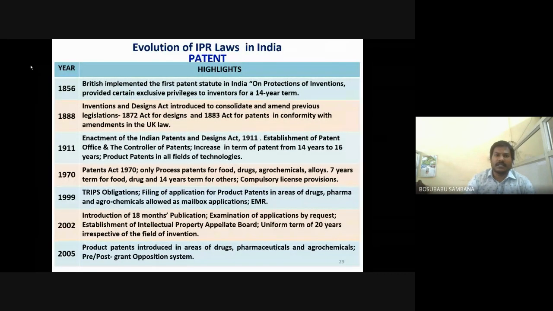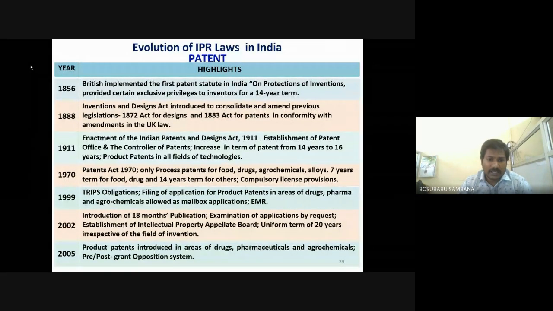Evolution of IPR laws in India: in 1856, the British government created an opportunity. Before that, in later years 1888 and 1999, they gave the establishment of the Controller of Patents and increased the term initially from 14 years to 16 years. Later, the Indian government first created the Indian Patent Act in 1970, with a term of 14 years, and the 1999 TRIPS obligations are also there. Things occurring during the filing process and copied versions are completely maintained by the Government of India and the Copyright Board.